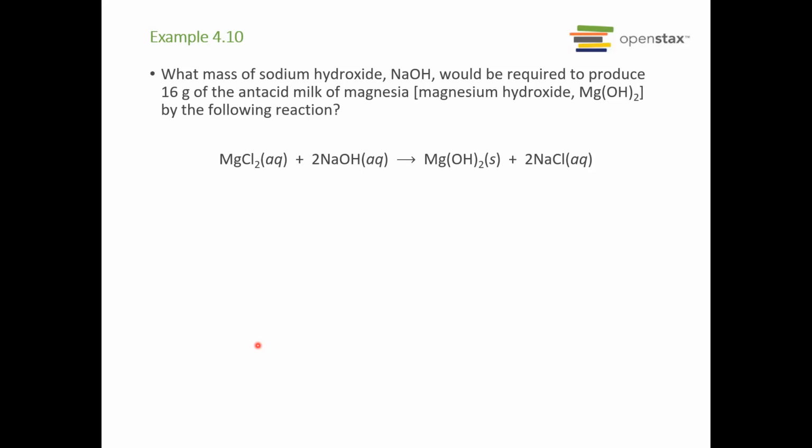But in this case, we know how much of the milk of magnesia we want to produce. So what we need to figure out is how much of the reactant we need. In this case, we're focused on the sodium hydroxide. We could also do the exact same thing for magnesium chloride. But with this, like I said, we can only go from moles to moles of another substance. So we can't go directly from 16 grams of milk of magnesia to the mass of sodium hydroxide.